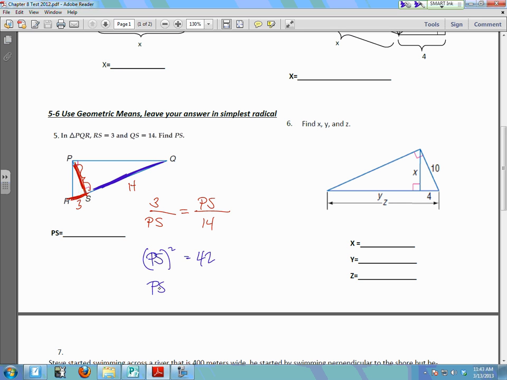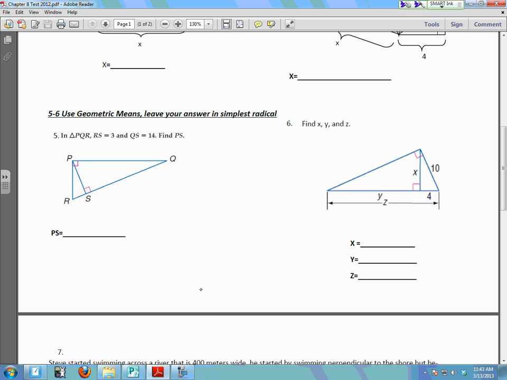I'll square root both sides, so I get that. I just want to make sure if this thing rationalizes or breaks down any further, simplifies. 42 is 6 and 7. 6 goes to 2 and 3. I look at these numbers, the prime numbers, and I see if there are any pairs. There are not any pairs. So what happens is I just multiply them back together, and they get put back underneath the radical. So PS is radical 42.